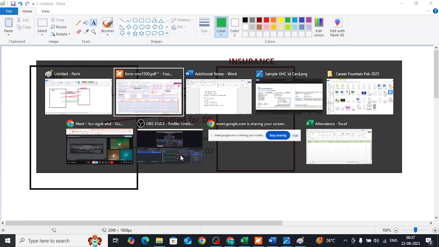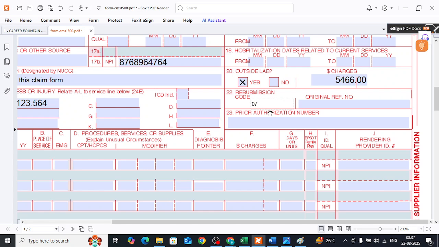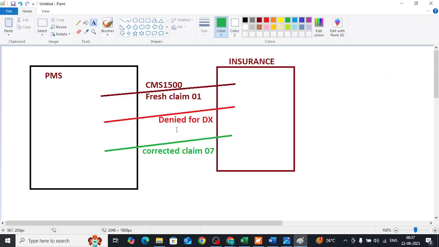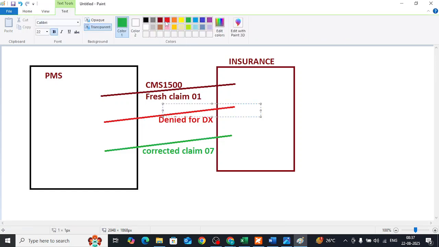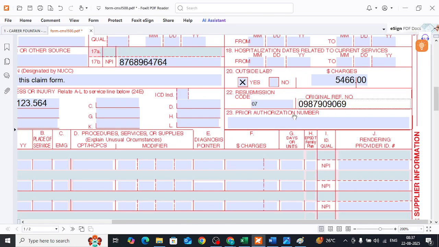That code will go here if we are doing any correction, or else the first time it will go as a fresh claim, 01, or 07 for a corrected claim. And the original reference number: here we received the denied EOB, right? If insurance has processed and denied, then we will receive the EOB, and the claim number mentioned on the denied EOB will go here as the original reference number. So if you are submitting with some correction, we have to mention 07.